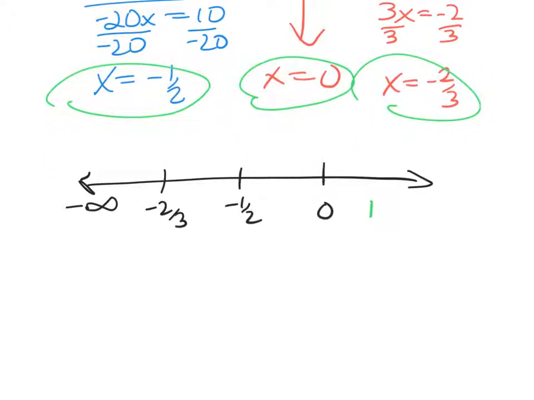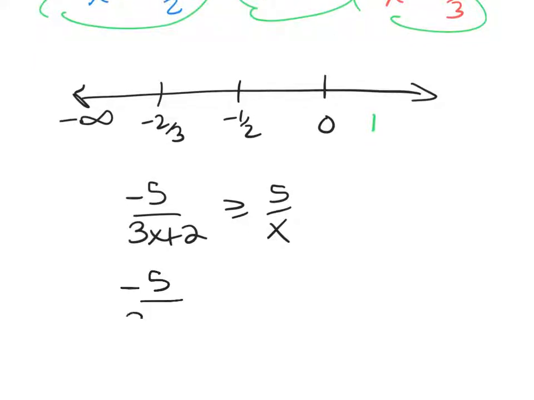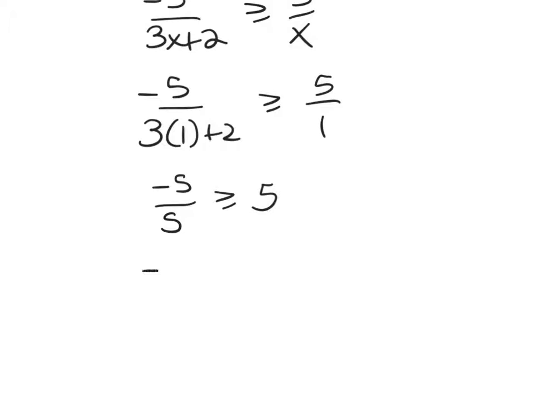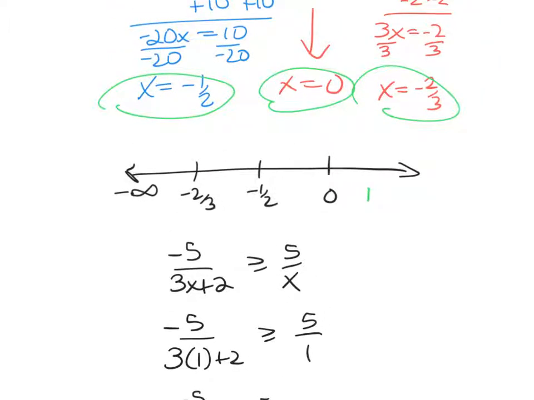Let me get my original problem. I'm going to plug it in. Negative 5 over 3 times 1 plus 2. 3 plus 2 is 5, so negative 5 over 5. Negative 5 divided by 5 is negative 1. Because this is a false statement, I'm going to put an X over that section. So I get an X here, and in between are the 2 check marks.